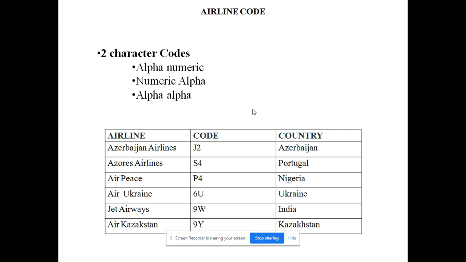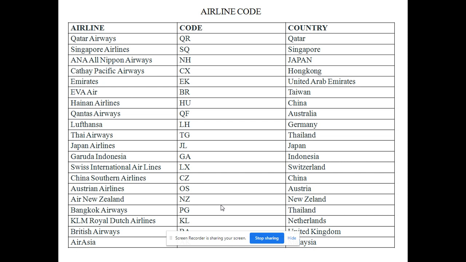The next one is your airline code. Airline code is made up of two character codes. Understand it is two character codes. Two character codes can be either alphanumeric, numeric alpha, or alpha alpha. Alphanumeric examples are Azerbaijan Airlines J2, Zoros Airline S4, Air Peace P4, and numeric alpha, which is Air Ukraine 6U, Jet Airways 9W, Air Kazakhstan 9Y. And alpha alpha, we have many, for example, our own airline, Air India, AI.